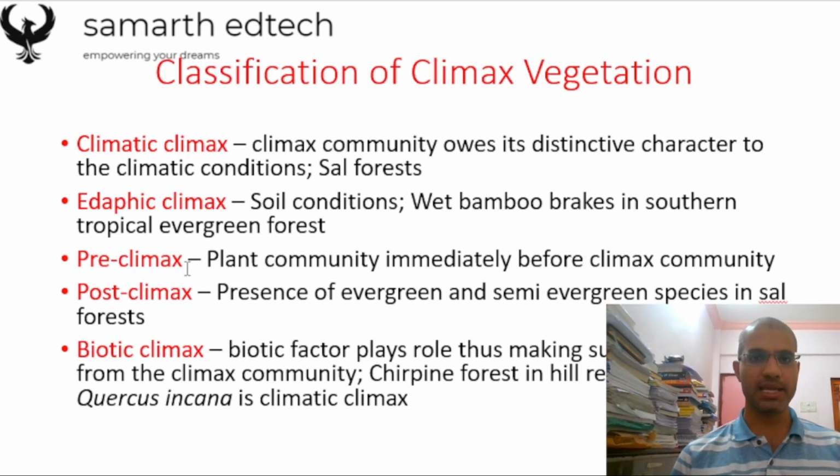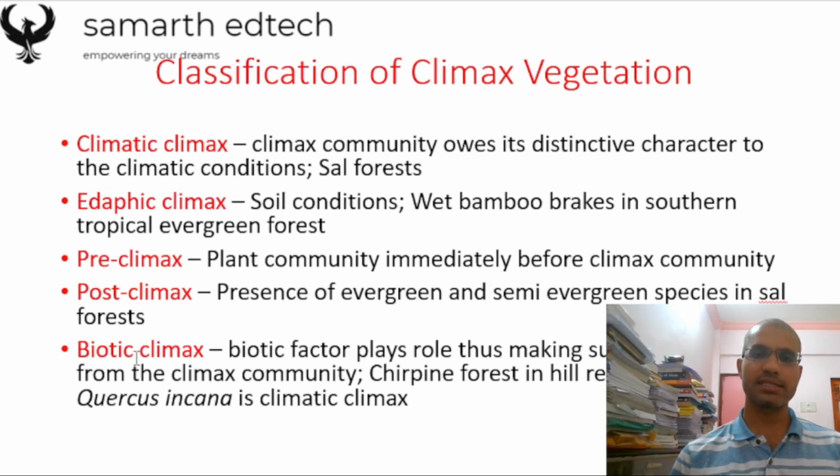Now the next one is the pre-climax. So pre-climax means the species that comes just before your climax community. So this is the pre-climax concept. Next one is a post-climax. So the tree species that are going to come after your climax community. The example over here is the evergreen or the semi-evergreen forest that are present in the Sal region or in the Shorea robusta region. So this is your post-climax.